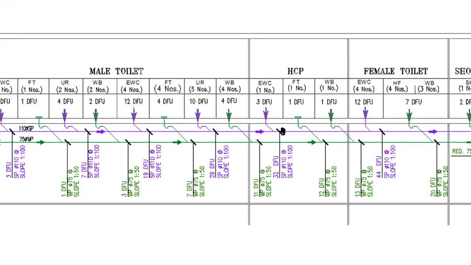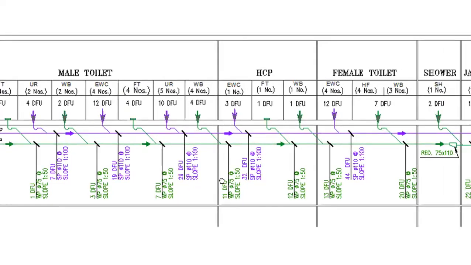Again, if you go here, in the handicap toilet, another one EWC will be connected into our header. For the EWC, 3 fixture units we are taking. So already 29 fixture units are there in the header. So 3 plus 29, 32 fixture units are coming.